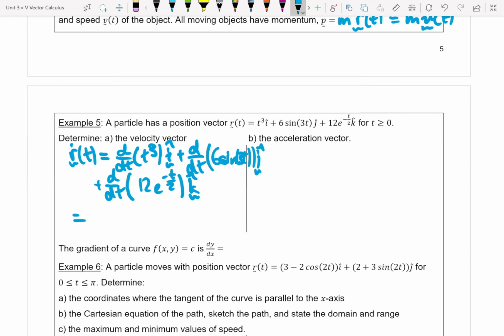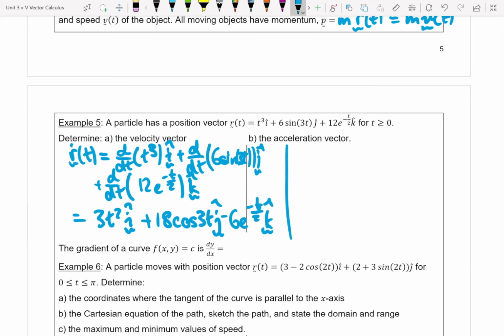Differentiating all three of those, we get 3t squared i. We then get 18 cosine 3t j. And then lastly, of course, we would get 6e to the negative t on 2, so minus 6e to the negative t on 2 k.